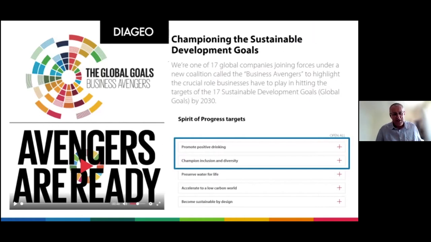Now, in addition to demonstrating that the Marvel cinema universe really is scraping the bottom of the barrel, what I think is interesting about this particular framing is the very close linking of promoting positive drinking with goals around championing inclusion and diversity. And I think this is a really powerful lens through which to demonstrate the interaction between engaging with sustainable development and core strategic objectives, particularly around marketing to women, which I'll return to later in the presentation.